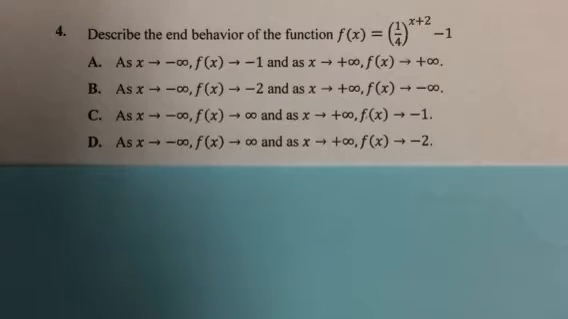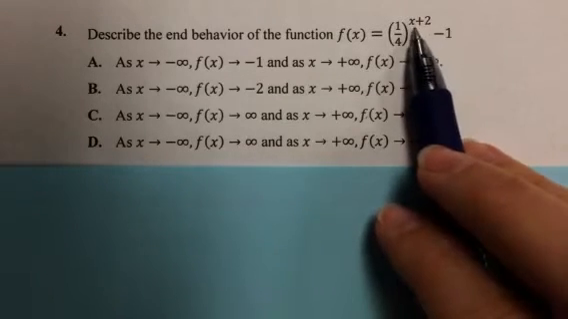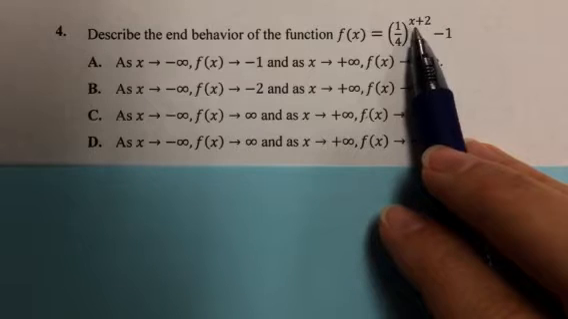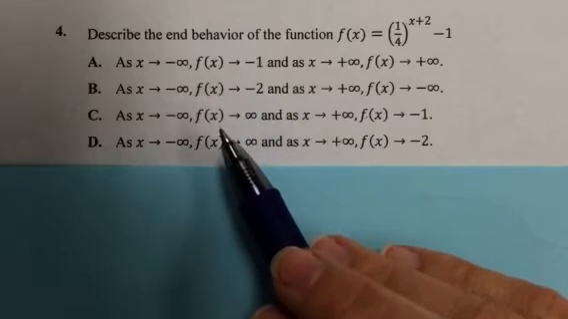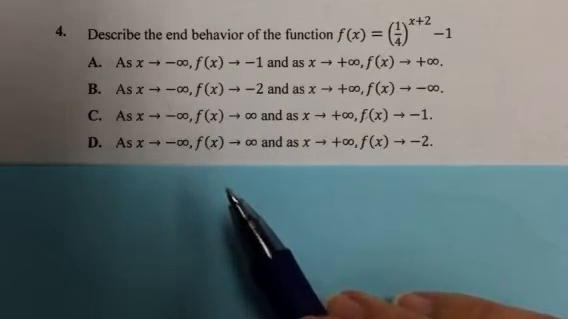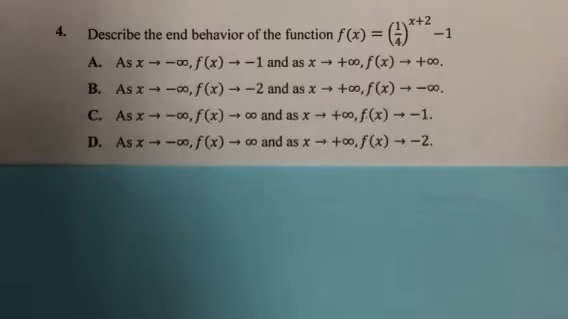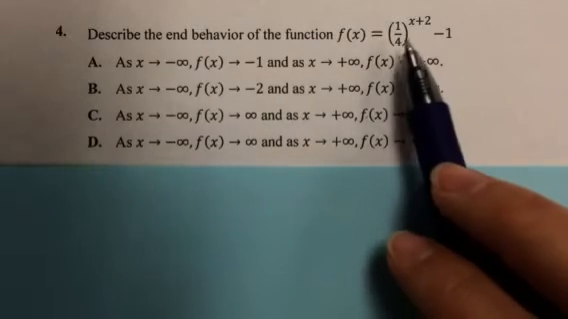Okay, this is problem 4. It has an x in the exponent, so this means it's an exponential growth or decay problem. We're looking for the end behavior, so what it does on the far left and the far right, whether the graph is going up or down in those places. So again, it's a good idea to get a graph.